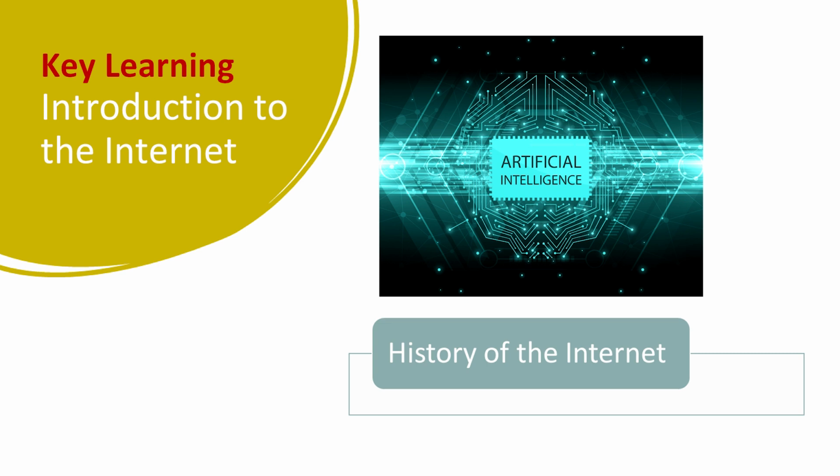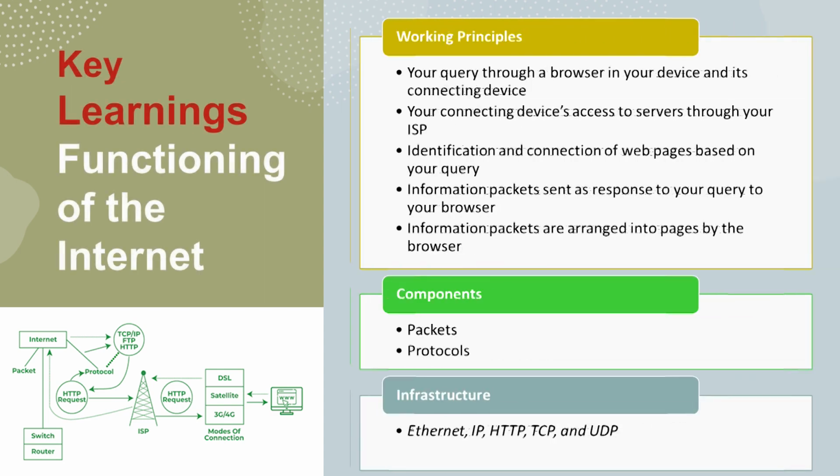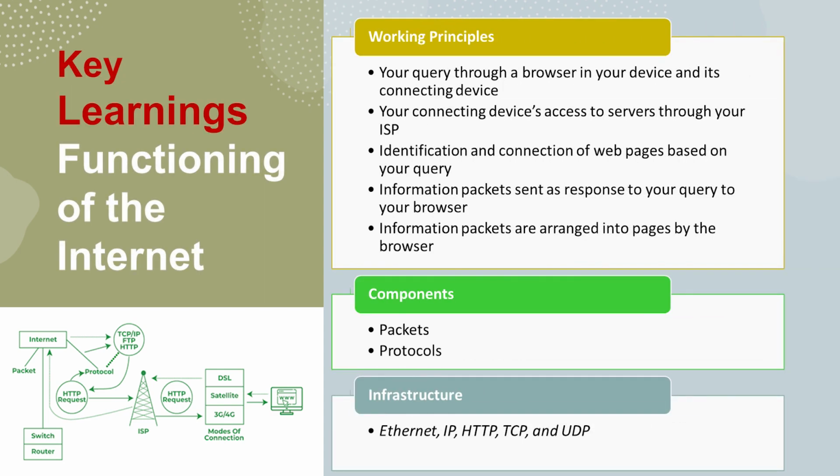Now, the history of the internet is very interesting. From the 1960s to where we are today, we have seen enormous growth, but it's all possible because of the internet. Now, the web functions riding on the internet, and we need to understand the functioning of the internet. What are the components of the internet? Here there are only two things that we need to be aware of: packets and protocols.